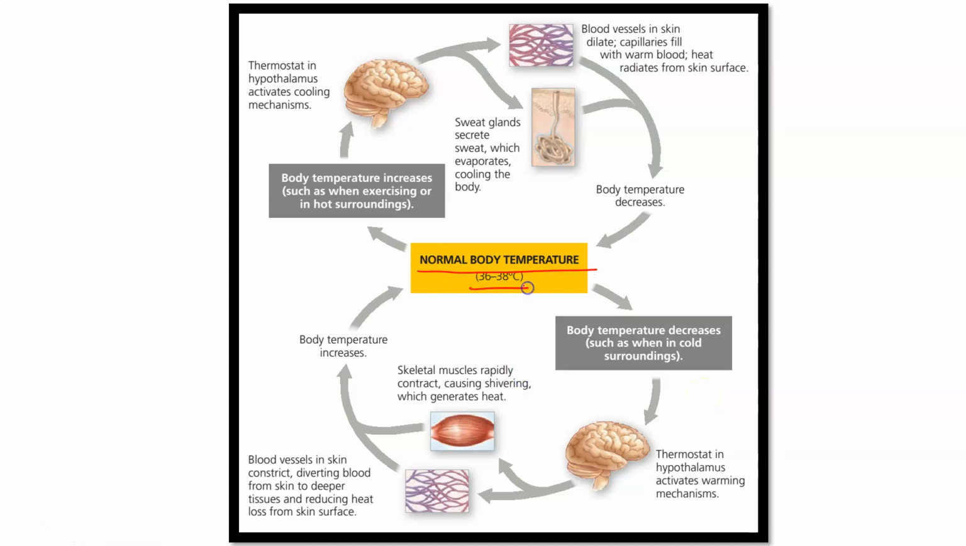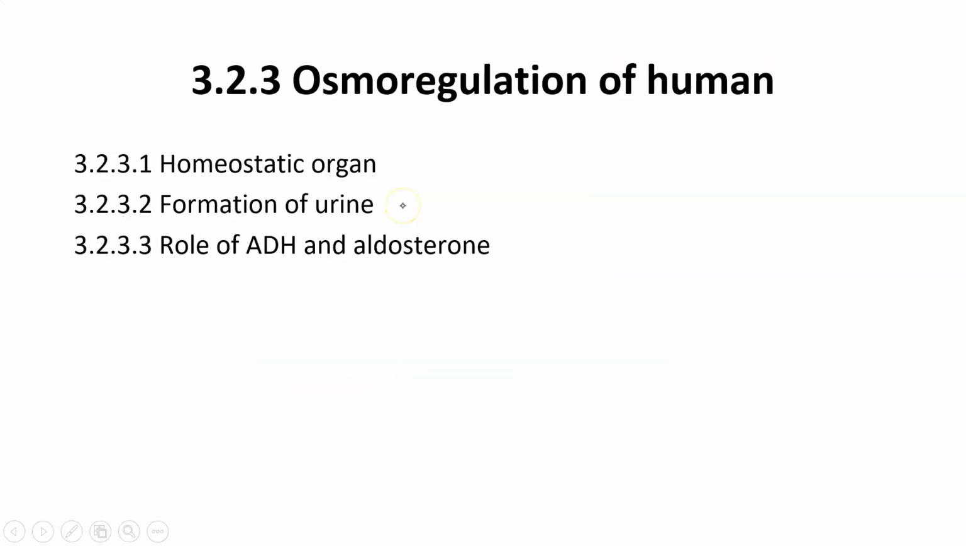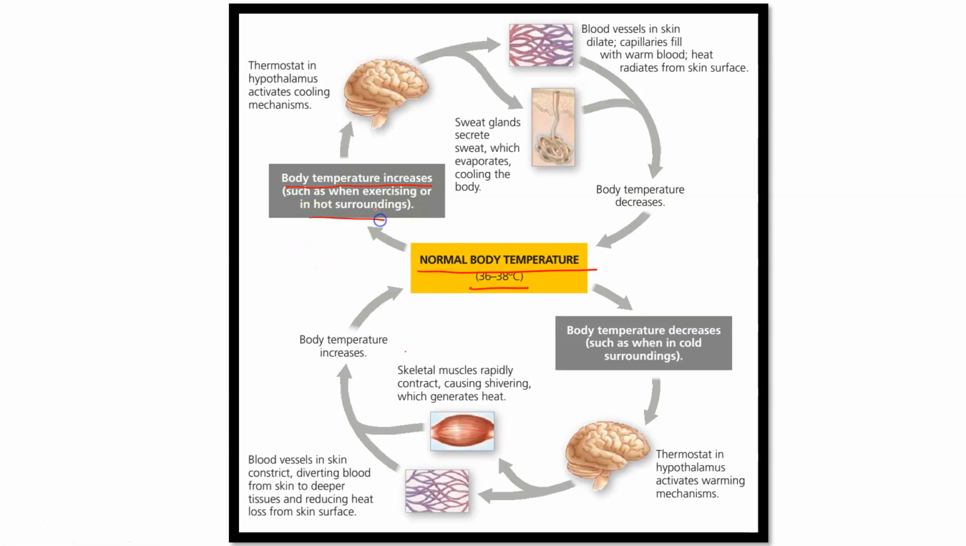So normal body temperature is around 36, 37, 38. So if your body temperature increases, such as when you are exercising, you are very active, for example, or you are in hot surroundings, it is sent to the thermostat in the hypothalamus. So the hypothalamus in the brain will analyze what is happening and initiate the cooling mechanism. Okay, activate the cooling mechanism. So the brain will interpret and send the information in the form of impulses, and causes blood vessels to dilate, kan?